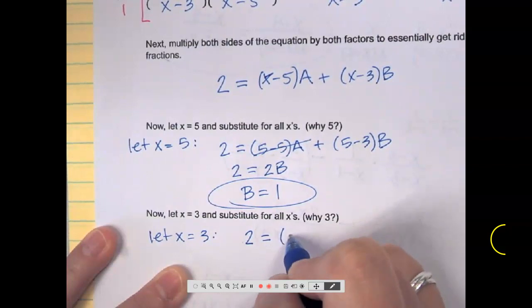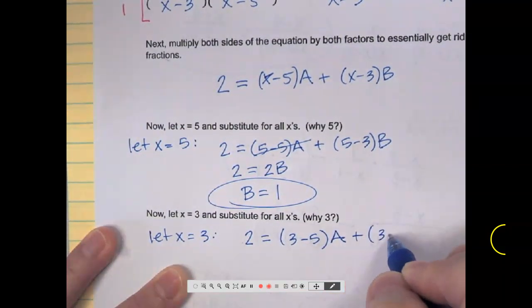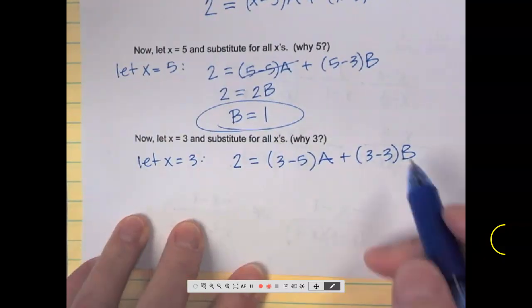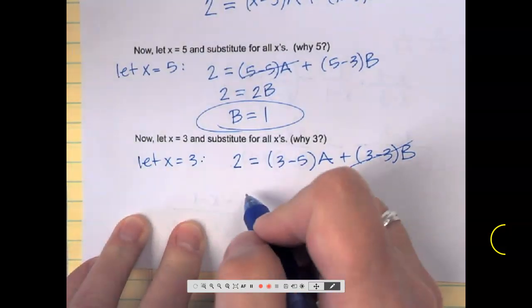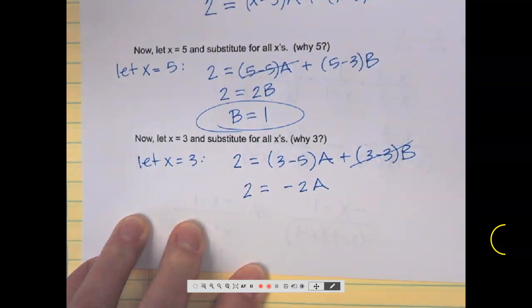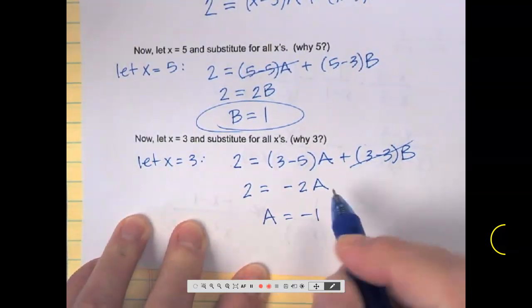2 equals 3 minus 5 times A plus 3 minus 3 times B. Well, that's 0 times B, so that's just 0. And I get 2 equals negative 2 times A. And what is A? Negative 1.